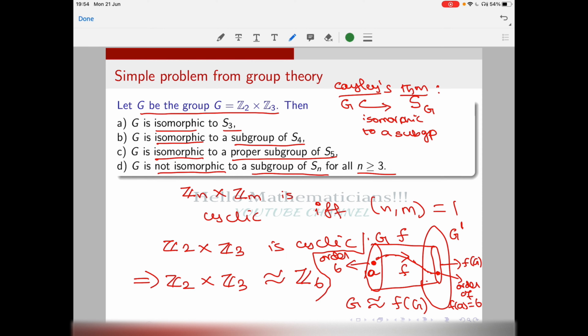So if you can embed G inside some group G prime, then inside G prime you should be able to find an element of order 6. If G prime doesn't have an element of order 6, then you cannot embed G inside such groups. So that is our idea. Basically now we'll check which of these groups has an element of order 6. If none of these groups has an element of order 6, then you cannot embed the group G into that group. Hopefully you understand. If you don't understand, please see the last 5 minutes of this video again. It will be very clear.